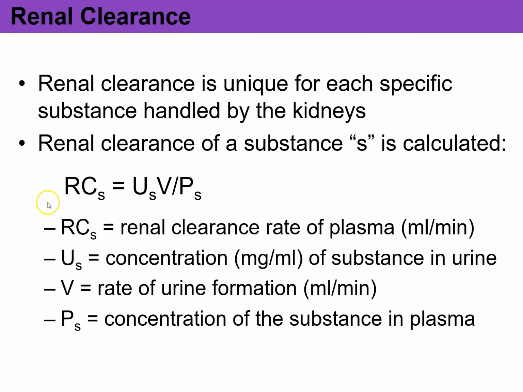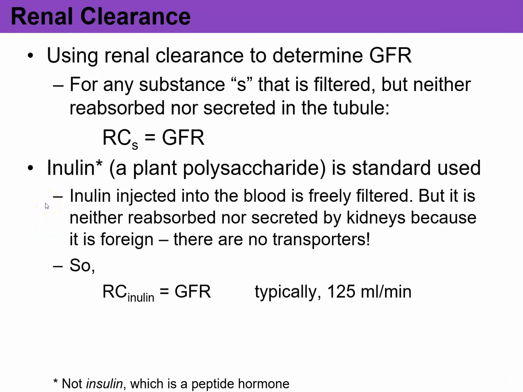What substance could that be? Inulin is a plant sugar, and it's foreign to the body, so there are no transporters for it. So when you inject inulin into the blood, it's a harmless substance. It's filtered in the glomerulus, but it's not reabsorbed or secreted in the kidneys, in the nephron. And so by calculating the renal clearance of that inulin that's been injected, we will now know the GFR, which is a healthy textbook value for GFR is 125 mils per minute. So our patient might have a GFR of 40 or 50 mils per minute. We'll know that that person's kidneys are not doing their job adequately.